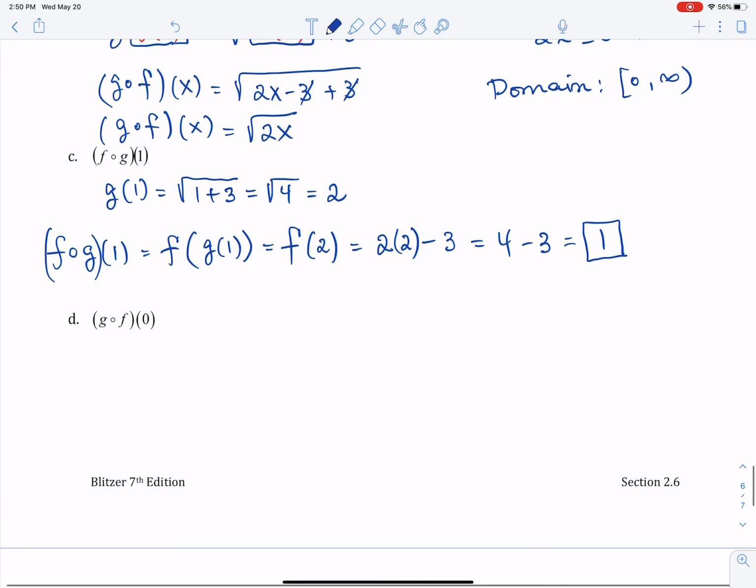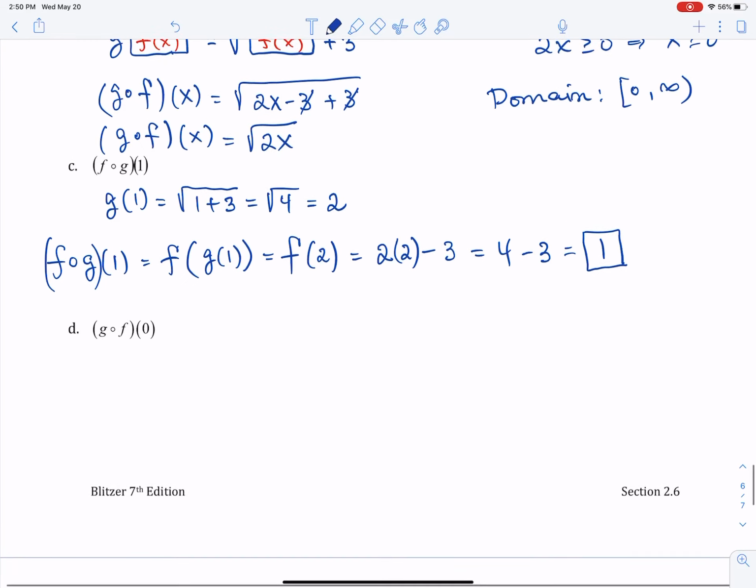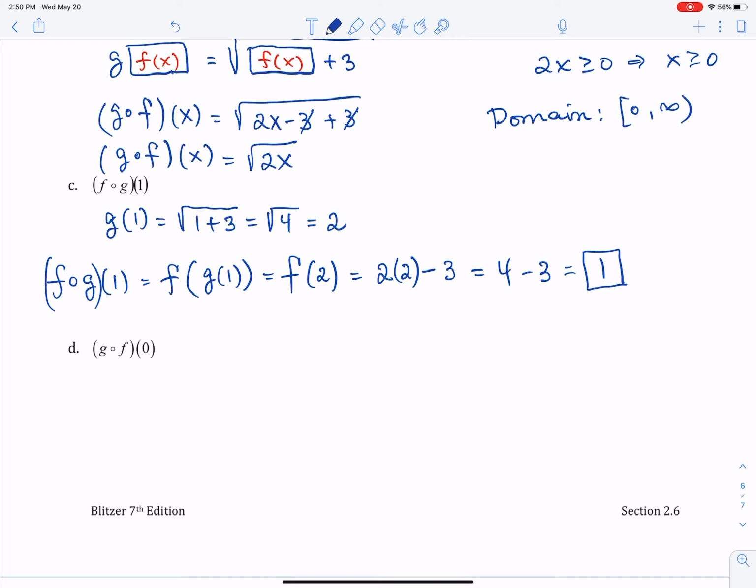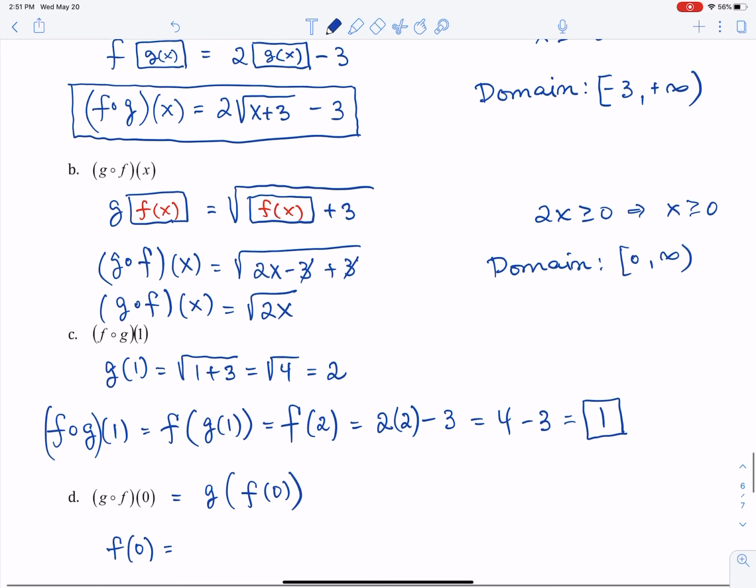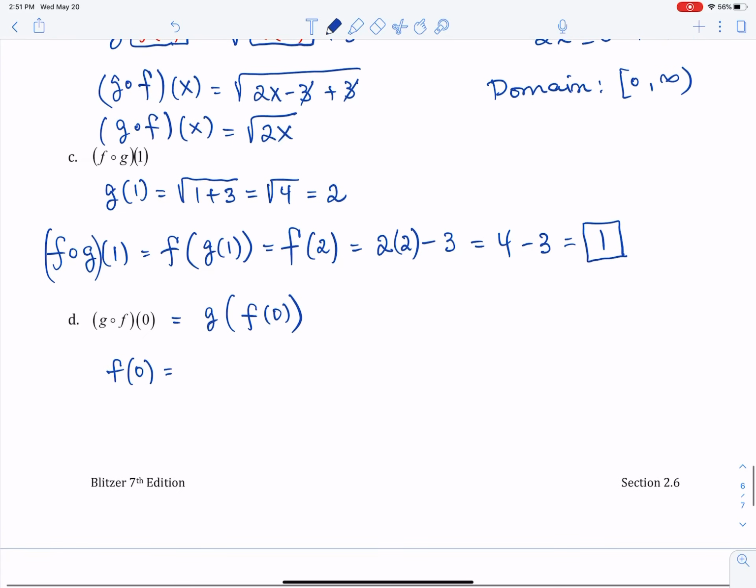And the last example from this section is going to be the combination g of f at 0. Again, it's convenient to calculate what is f of 0 first, because that's g when the argument is f of 0. And f of 0 is, the function f was 2x minus 3, and instead of x I'm going to put 0. So that's 0 minus 3, or negative 3.